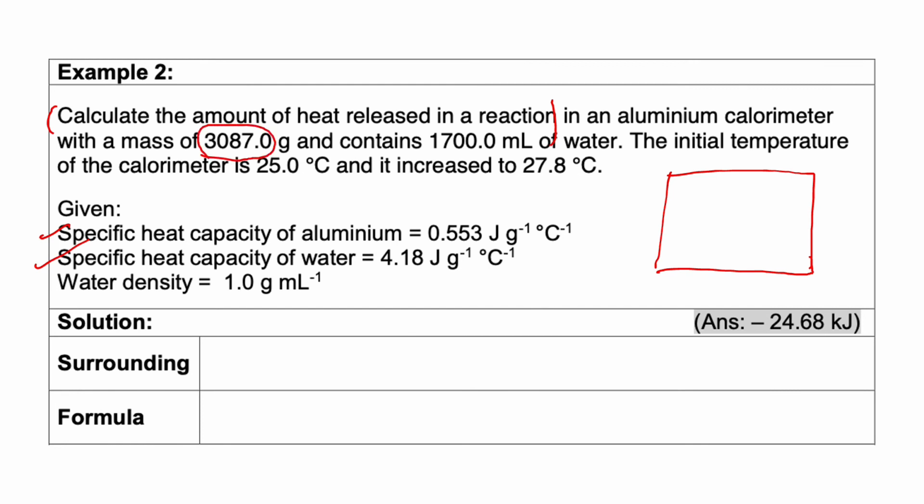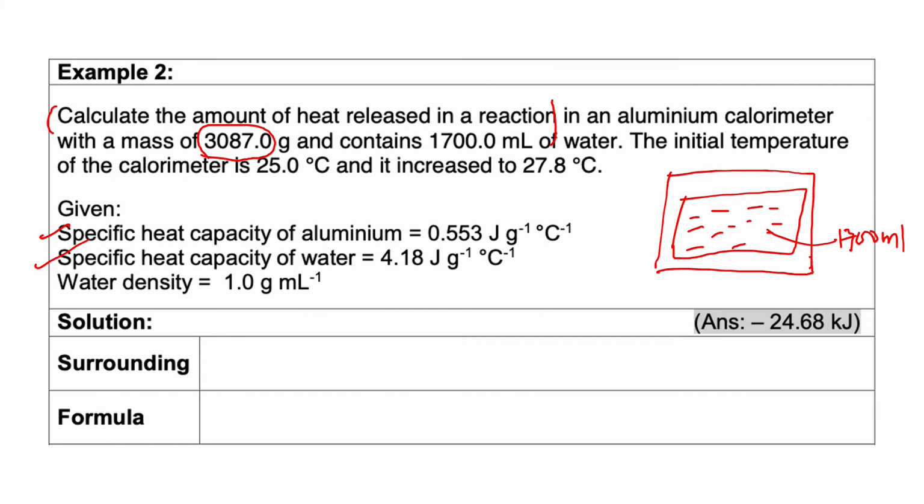3087 gram, and inside we have water. This is the water, which is 1700 ml, and that's it. They give you the initial temperature and the increase. We also don't know what reaction is happening here, but they give you the mass of the aluminium. And the most important thing is that they give you specific heat capacity for both aluminium and water.